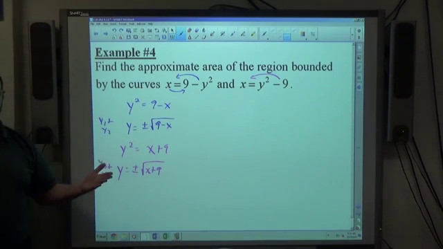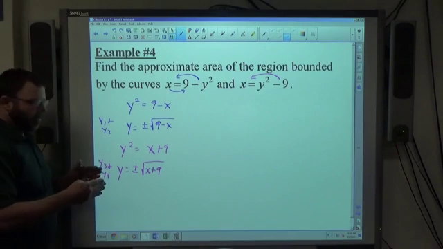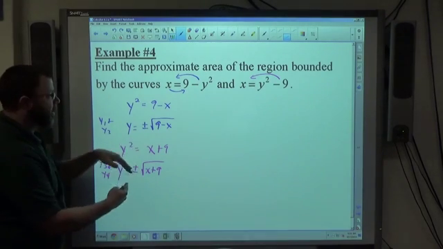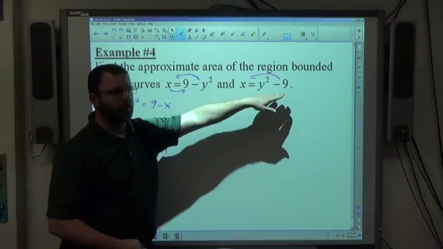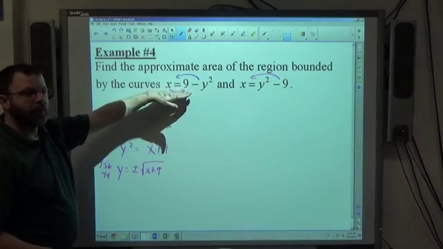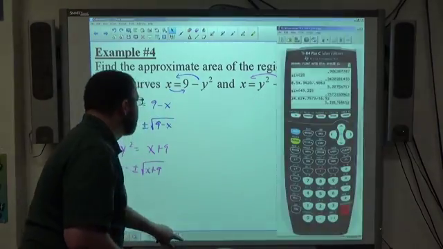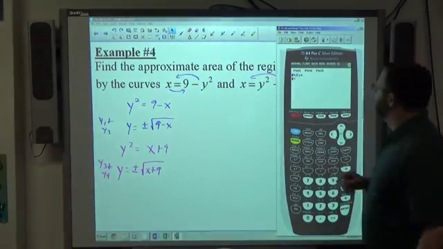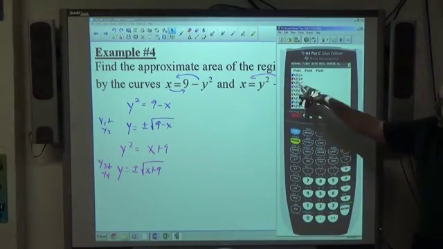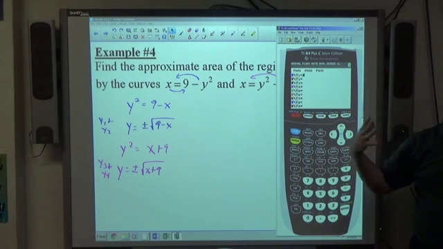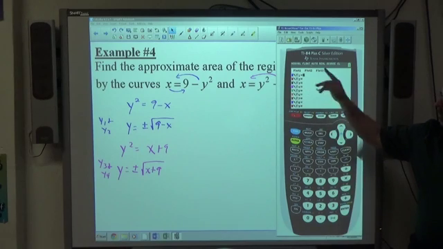Just because we have to make two graphs to graph it doesn't mean that they're not the same graph. So the top part and the bottom part together make the entire graph of x equals y squared minus 9. Top and bottom half together make x equals 9 minus y squared. So if I go to my calculator and enter these, you can see there's colors over here. You have the ability to make the same graphs the same color. I've got blue and purple, so we'll go with those colors.